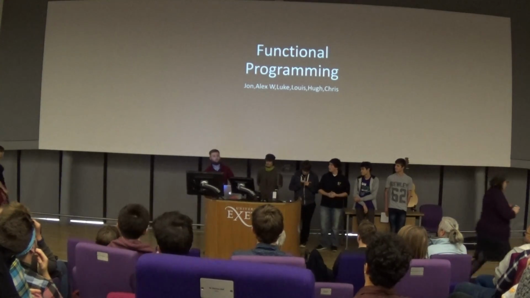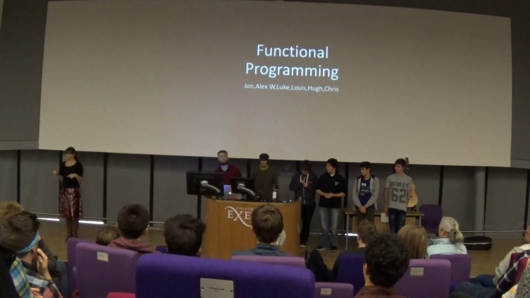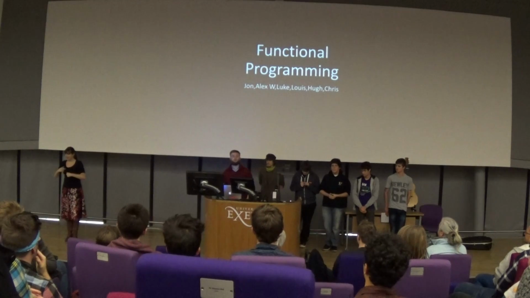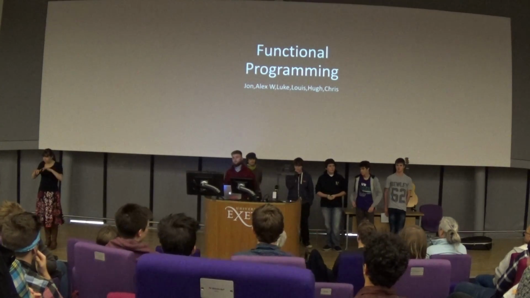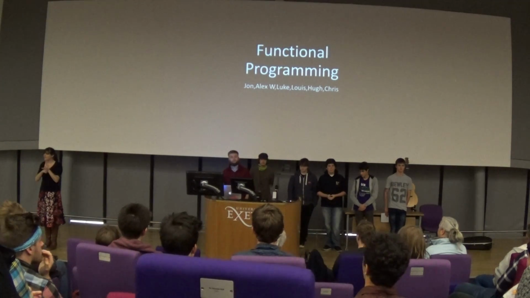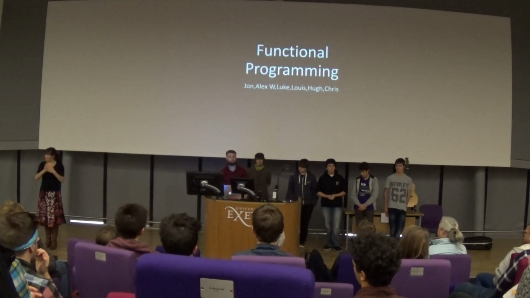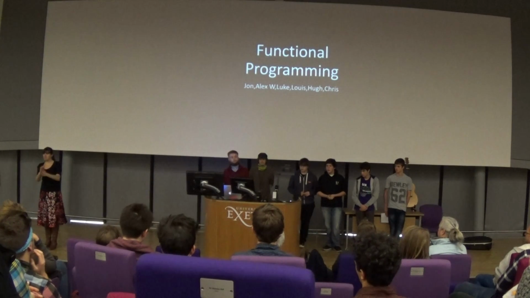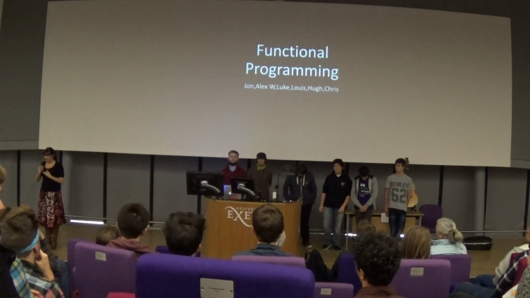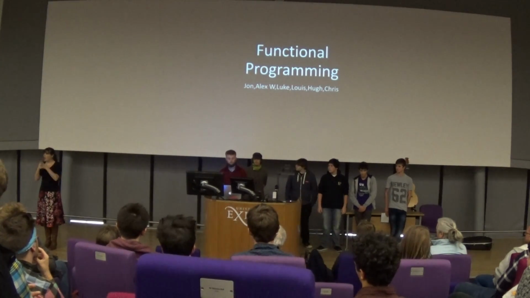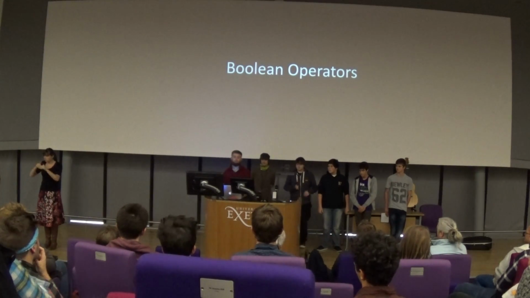We're the functional programming group. Our task was to write a tautology checker using functional programming. A tautology is a statement that is always true no matter what the circumstances are. In order to write a tautology checker, you have to use certain algebraic operators, known as boolean operators. There are 4 of them.